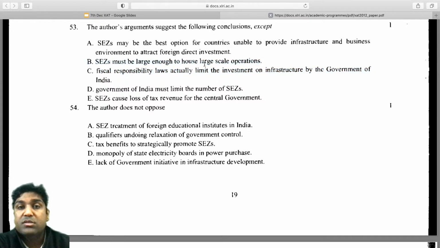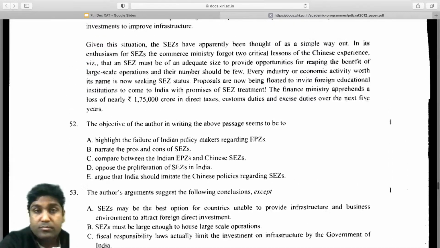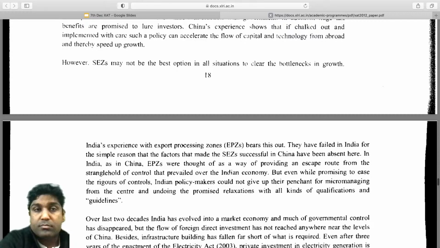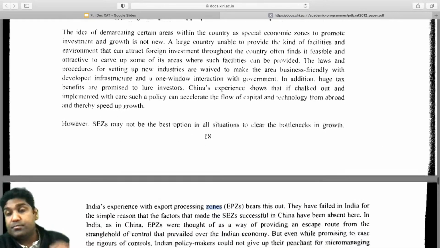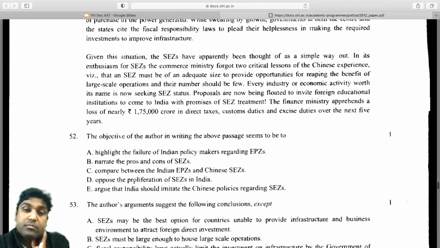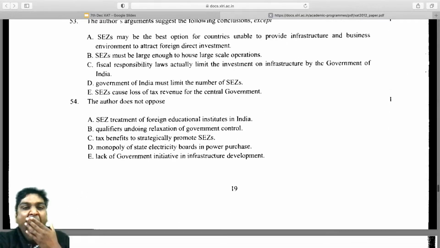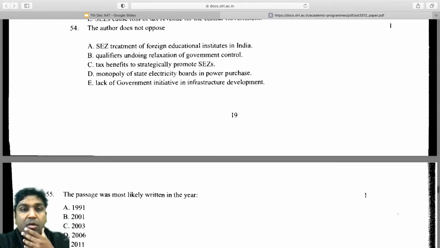B, SEZ must be large enough to house large scale operations. SEZ may be best option for countries unable to provide infrastructure and business environment to attract funds. So he never said that this is a best option. In fact, he said here, SEZ may not be the best option in all situations to clear bottlenecks in growth. And India's experience with export processing zones bears this out.